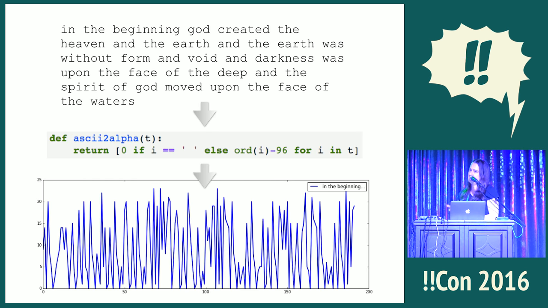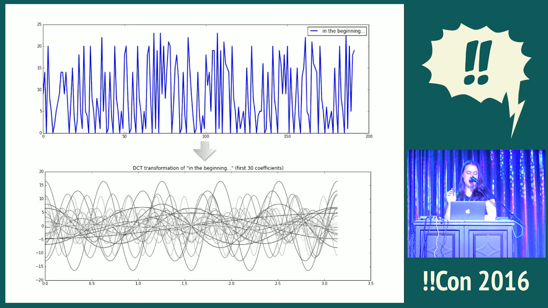So here's the source text that I'm going to use for the rest of this talk. It's the first three verses of Genesis from the King James Version of the Bible. I normalized it to remove punctuation and convert all letters to lowercase. The Python function there converts that text to a series of numbers between 0 and 26. The 0 represents a space. In other words, a series of numerical values, which I've graphed here.